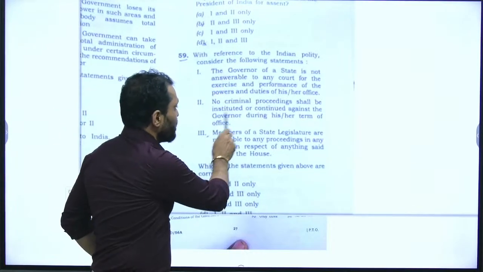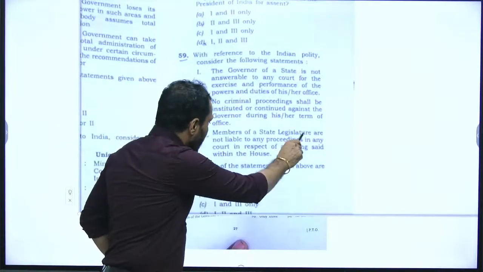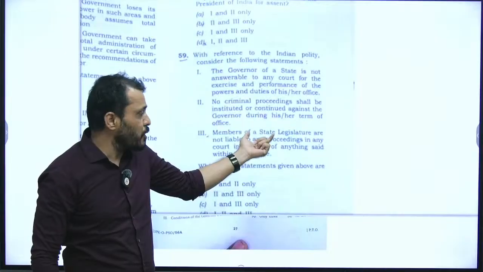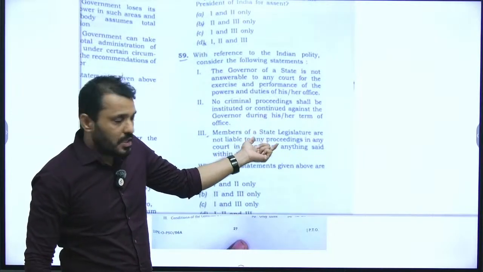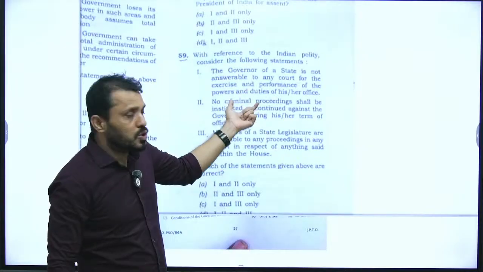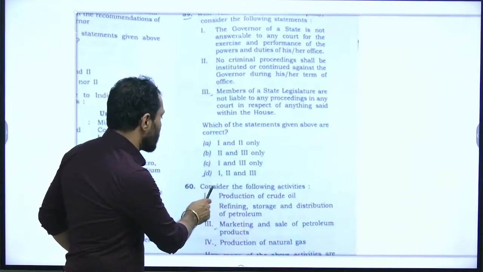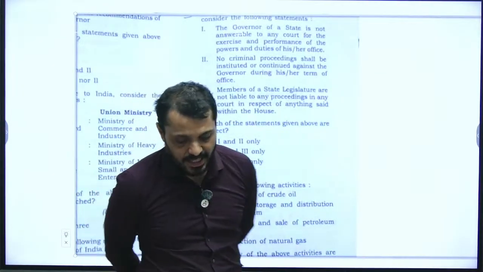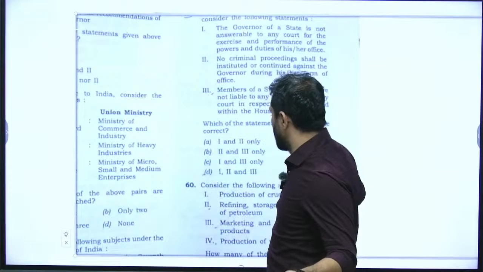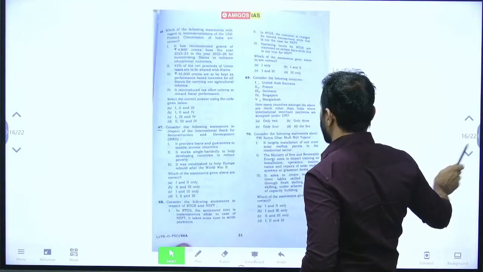Second one is criminal case cannot be filed on the Governor. This is also right. Third one, whatever MLAs speak in the house cannot be questioned in the court. This is also right. It is applicable to parliamentary privileges, Article 105. The first 2 statements are related to Article 361. So all the statements are right. So answer must be D. The 59th one is D. 1, 2, 3 all are right. Next, we will see question number 70. That is our next polity question.